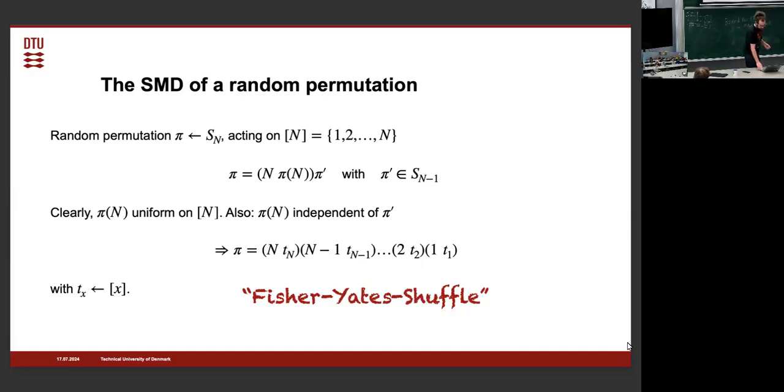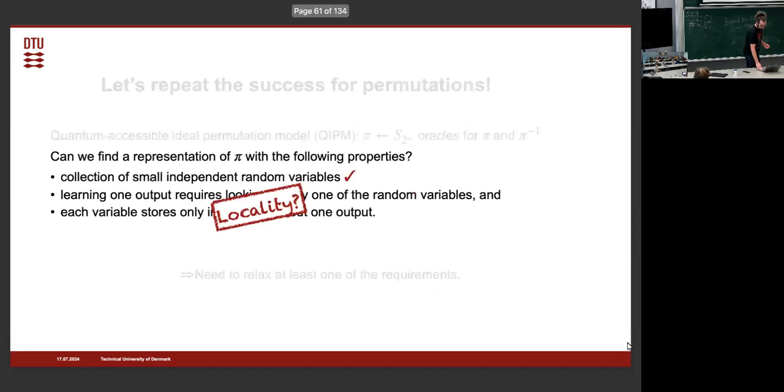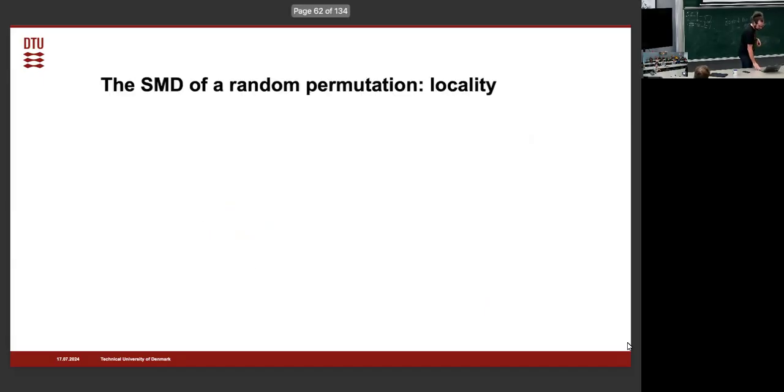So fine, we have this collection of independent random variables. Let's take a look at locality. Basically, in how far is this representation local, in the sense that maybe I only need to look at few of these values to compute the permutation on a particular input.